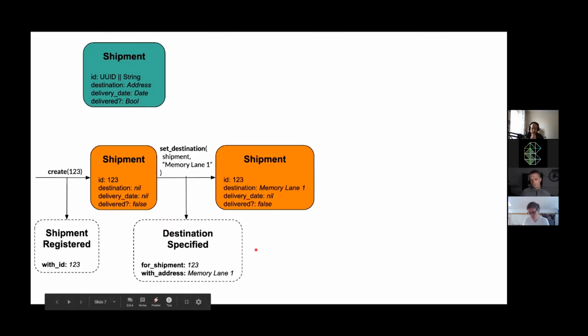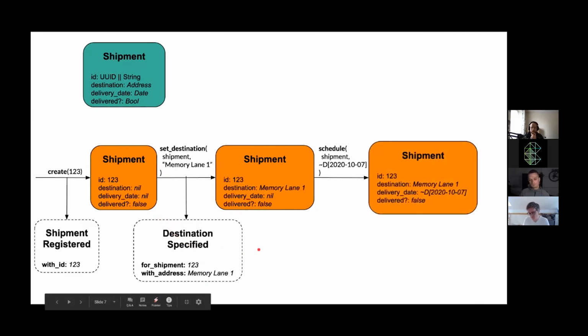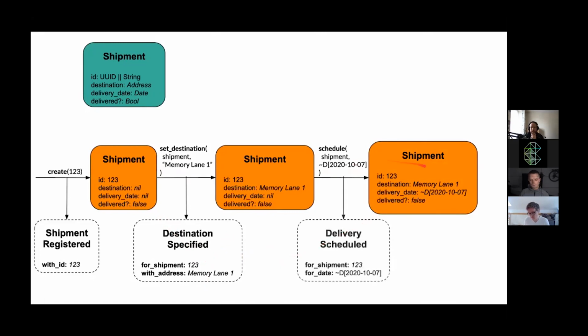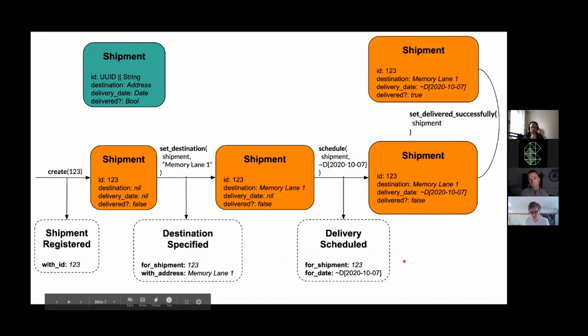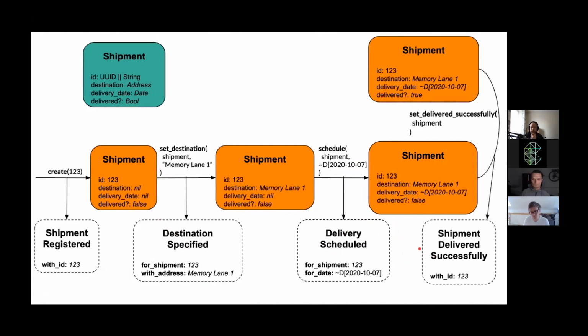And again, also when you schedule the shipment, you update in the database and you also create an event. And when the shipment is eventually delivered, hopefully successfully, you update the model again and you create an event. That's basically it. This is event sourcing.